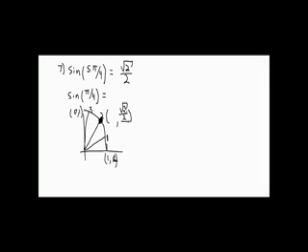Root 2 over 2. Question is, is it positive or negative? So now we've got to think here, where is 5 pi over 4? What quadrant is it in? Because if you remember, all students take calculus. Here we are. So sine is positive in the first and the second, and negative in the third and fourth.